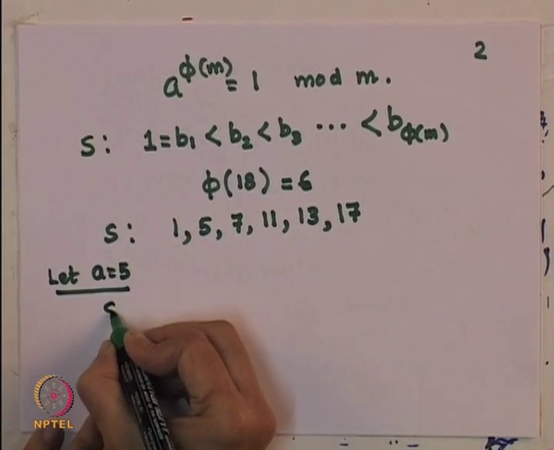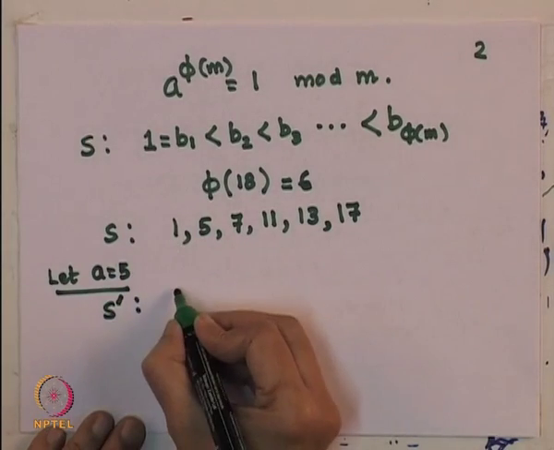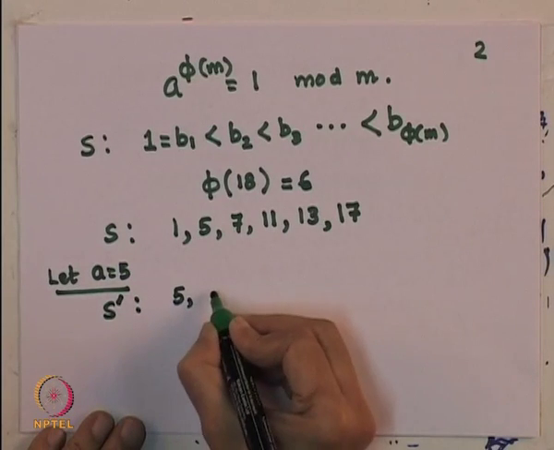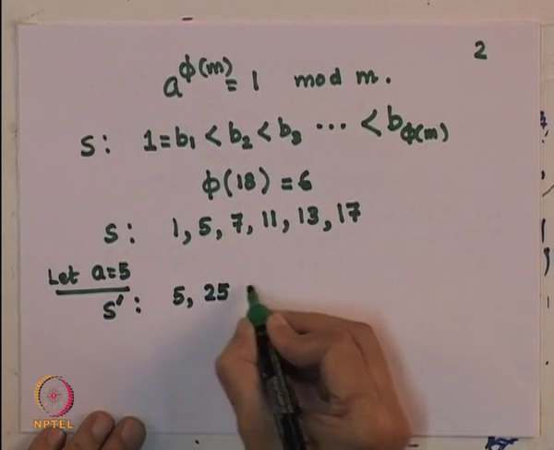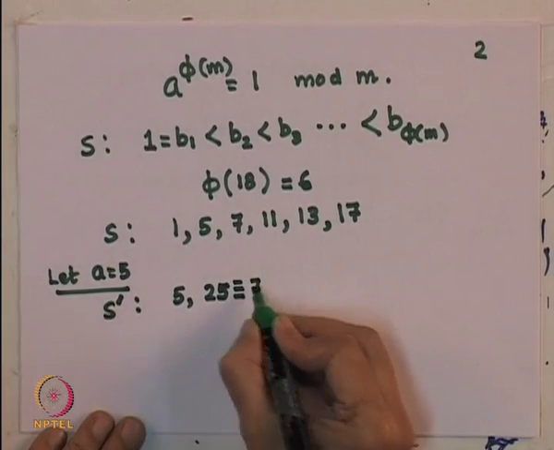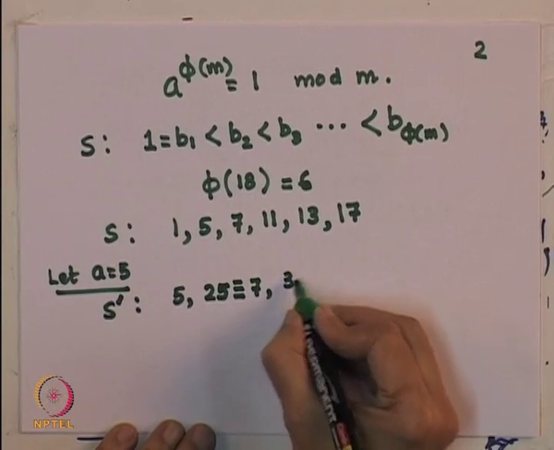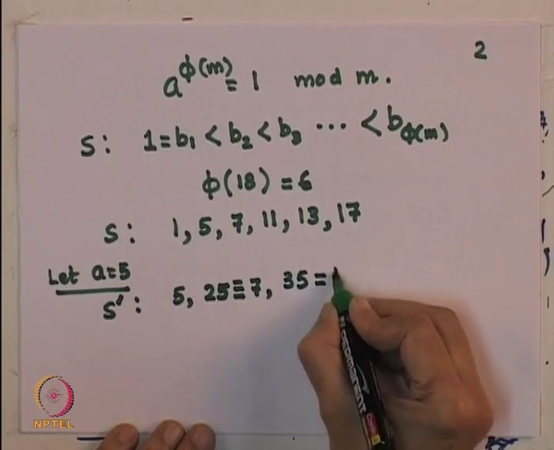Now if I do that, I get the set S prime. Now let's see what this S prime is. So I've got 1 into 5 which is equal to 5. 5 into 5 is 25, but since I am doing my arithmetic modulo 18, this is equal to 7. 7 into 5 is 35. Modulo 18, this number is same as 17.